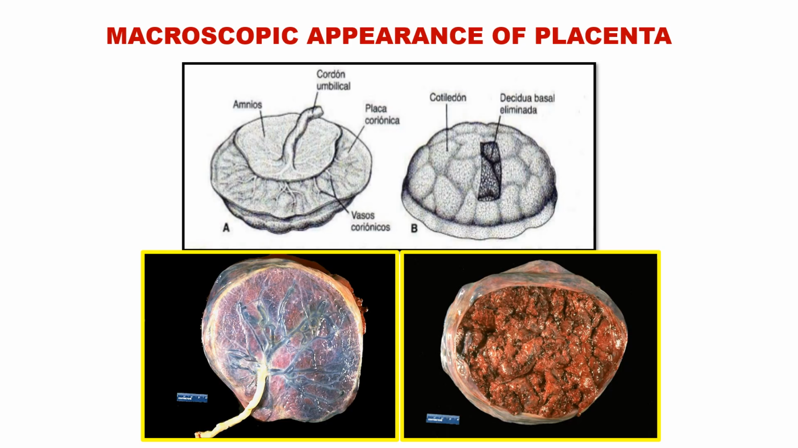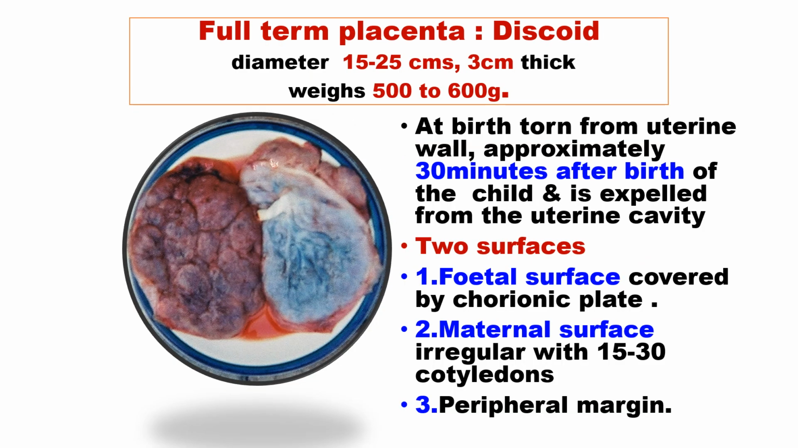Coming to the adult placenta or matured placenta. Macroscopic structure of the placenta has a fetal surface and a maternal surface. Full-term placenta is discoid, diameter around 15 to 25 centimeters, 3 centimeters thick and roughly about 500 to 600 grams.